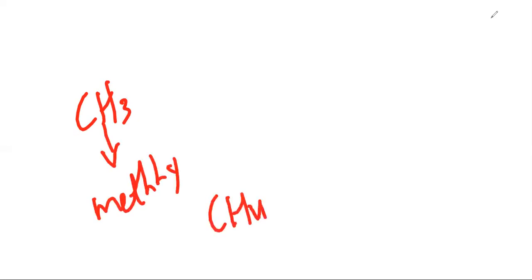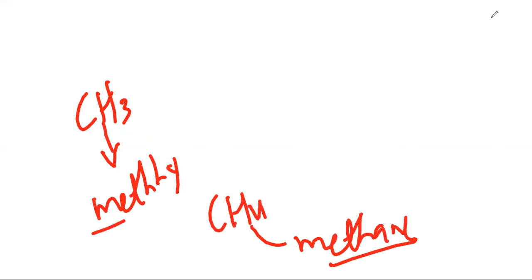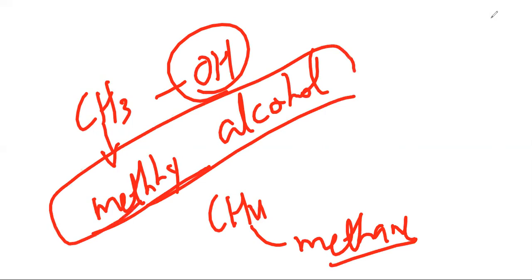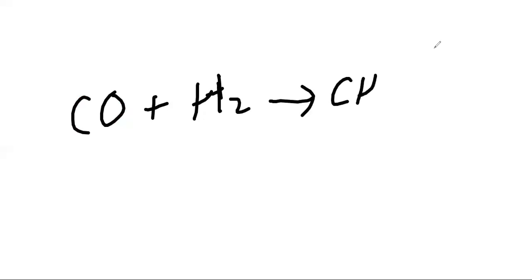CH4 is methane. When one hydrogen is removed, then it's called methyl. And when OH is combined with it, it's called methyl alcohol. So we'll be studying the properties of methyl alcohol and how it is prepared. It's prepared very easily, but it's not important. CO plus H2 gives CH3OH. Simple preparation.